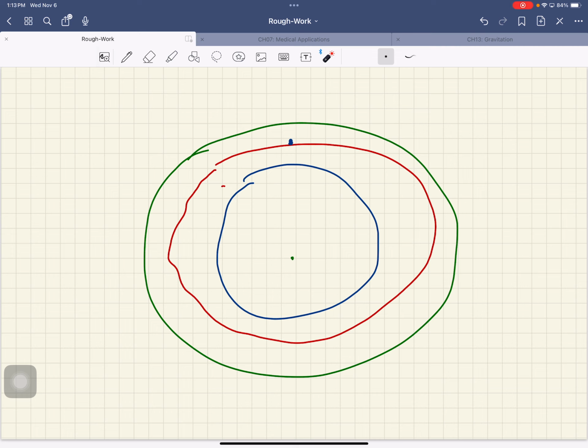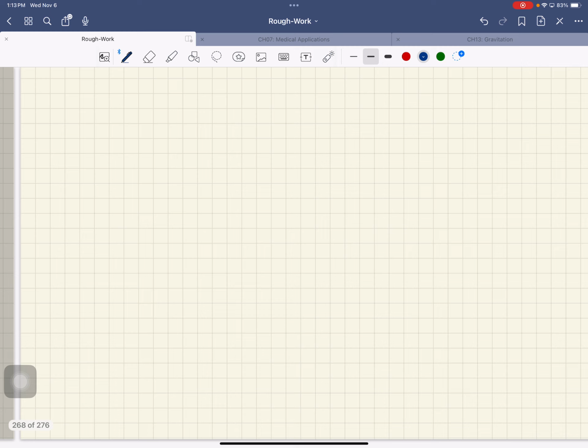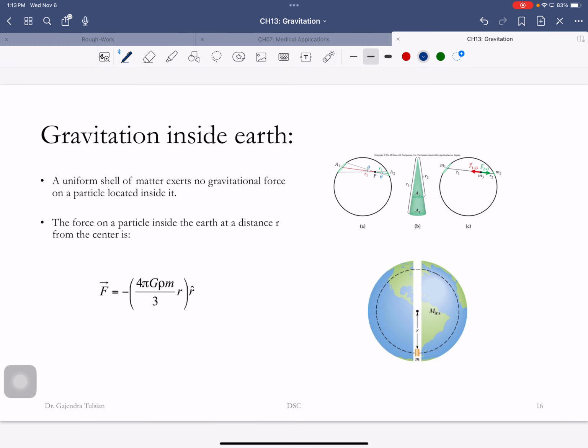And it turns out that this force on you, if you measure this as x, the force on you is exactly like that of a spring. And the spring constant is, of course, related to the mass of the earth. Okay, so there's the spring constant. There's R, which is measured from the center of the earth.